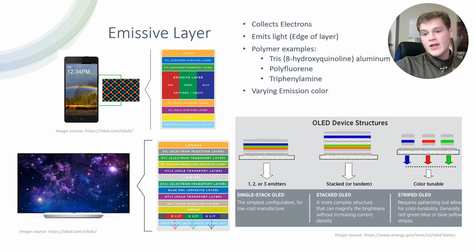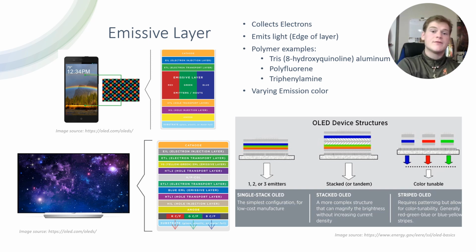So what color of light exactly does it produce? Well, that really depends on the polymer or the compound used in order to create the emissive layer. Some examples of compounds and polymers would be hydroxyquinoline aluminum, you can use polyfluorene, you can use triphenylamine as different ways to create an emissive layer that can produce different types of light.